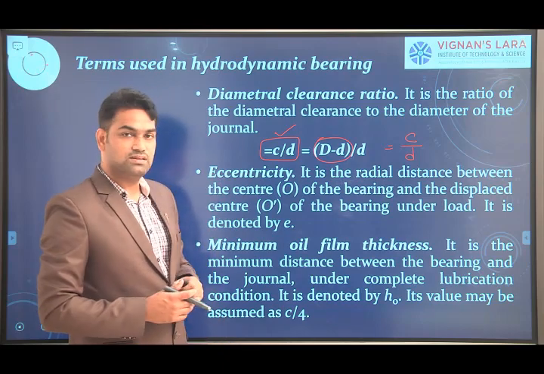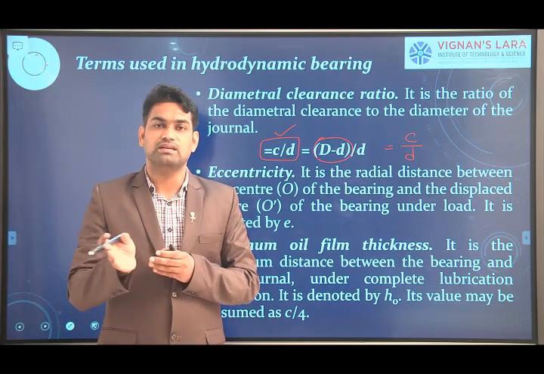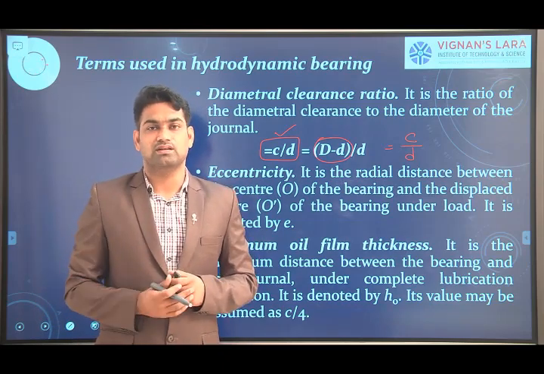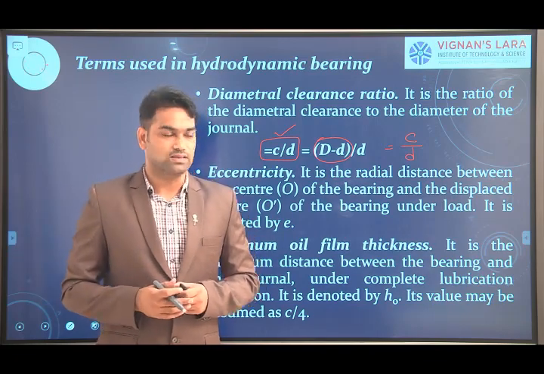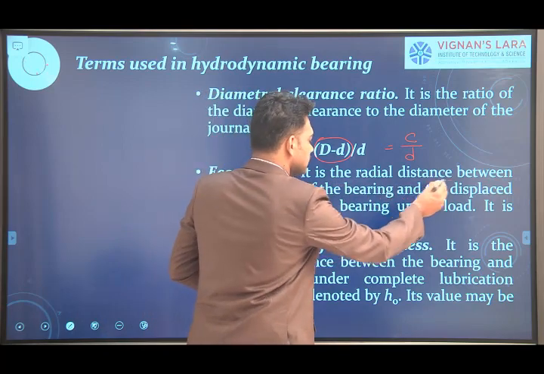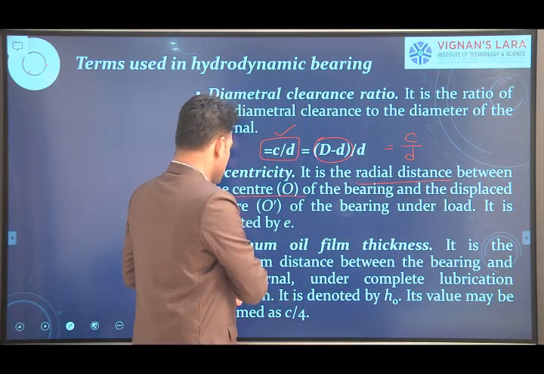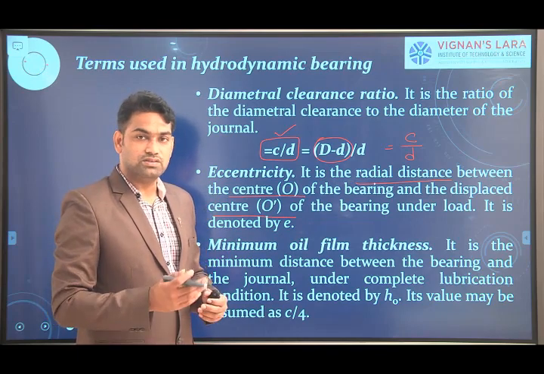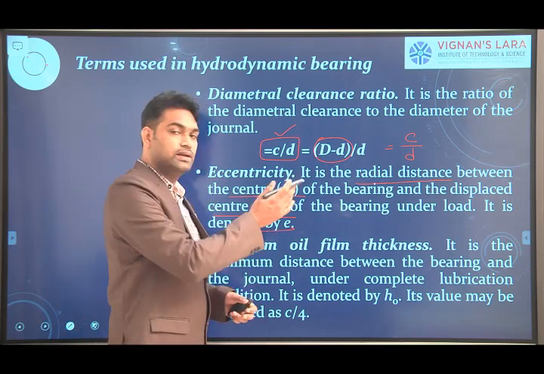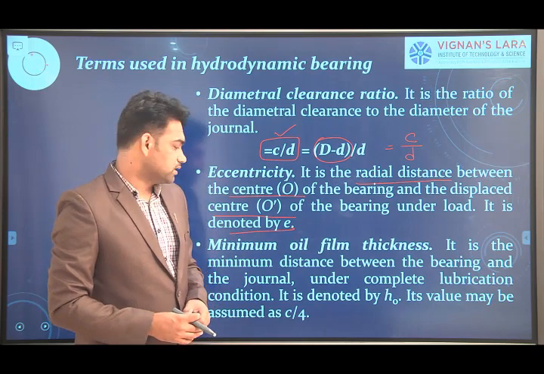And coming to the eccentricity, as I stated, it is a radial distance between the displaced centers, the center of the journal O and the center of the bearing O dash. You can see here it is a radial distance between the center O and the center O dash under the full load condition, and it is denoted by small e. That we already discussed in the diagram.